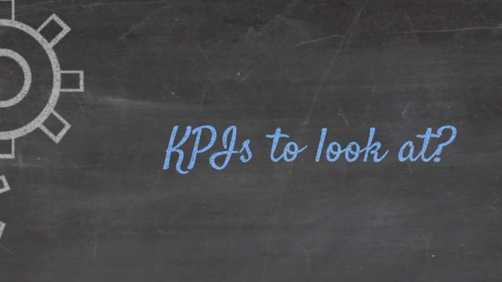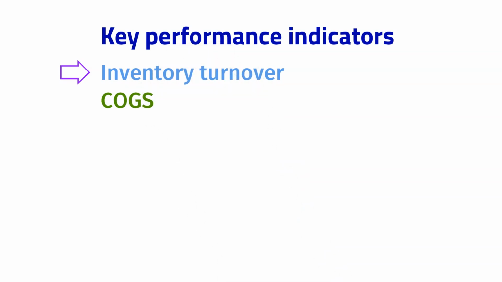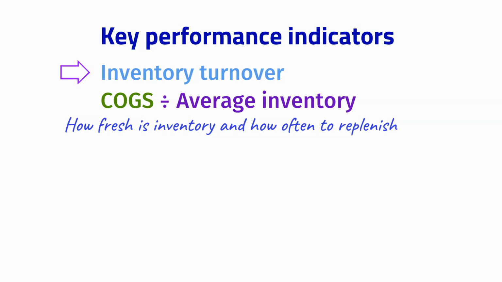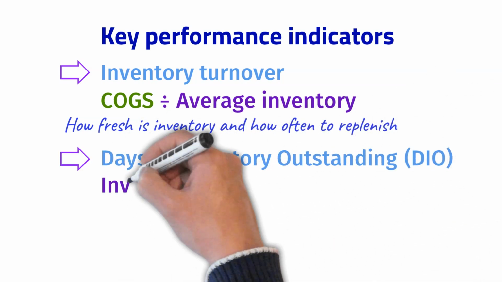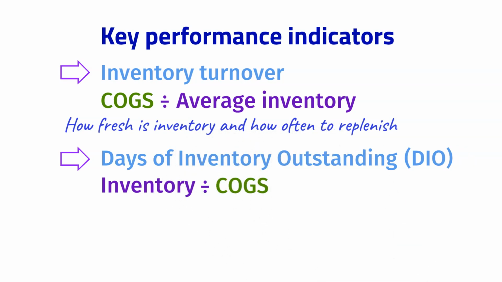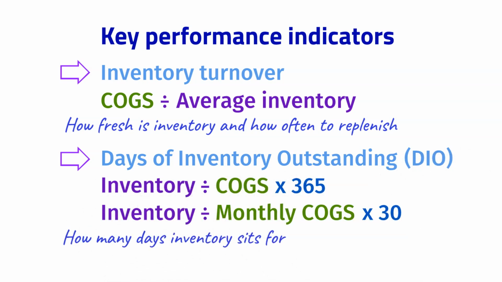What are the ways to analyze inventory? There are different KPIs, but here are the main two to watch. Inventory turnover, which shows how fast the inventory moves, and it equals cost of goods sold divided by average inventory. Higher usually means fresher stock and less cash tied up, but may also result in higher risk of stock outs. Days of inventory outstanding, DIO, equal inventory divided by annual cost of sales multiplied by 365. Alternatively, you can do that monthly, and then the formula would be inventory divided by monthly cost of sales times 30 or 31 days. This KPI shows how many days the stock sits for before it's sold.